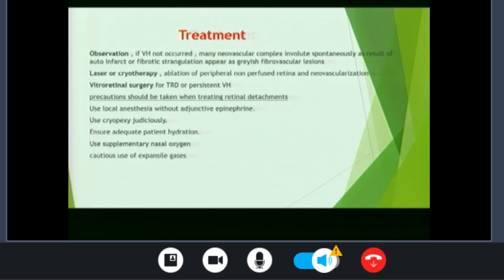Another thing is that vitreoretinal surgery is for patients with TRD or persistent vitreous hemorrhage. Be cautious with the use of expansile gas because you don't want to elevate the IOP and cause more occlusion of the vessels. And with this, I conclude my presentation. Thank you very much.